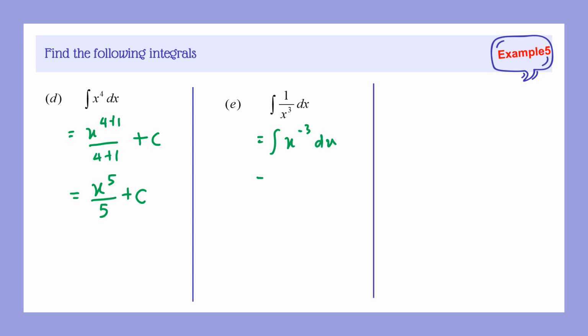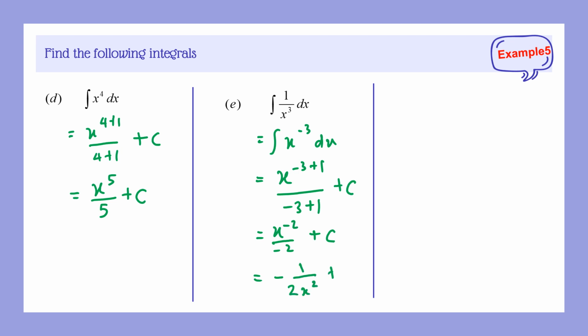And then we can integrate this one, x to the power of negative 3 plus 1 over negative 3 plus 1 plus c. And then we simplify, we get x to the power of negative 2 over negative 2 plus c. And finally, we simplify and then we get negative 1 over 2x squared plus c.